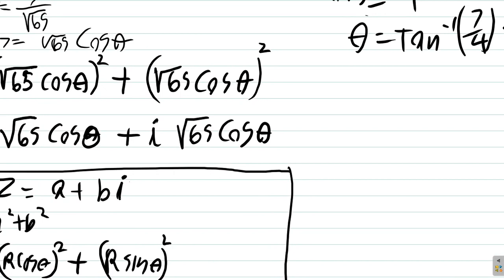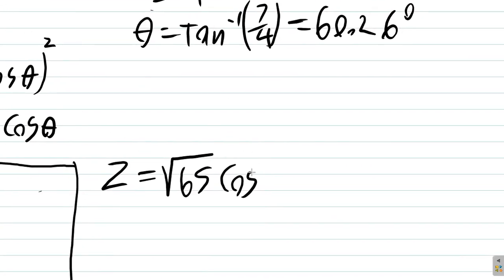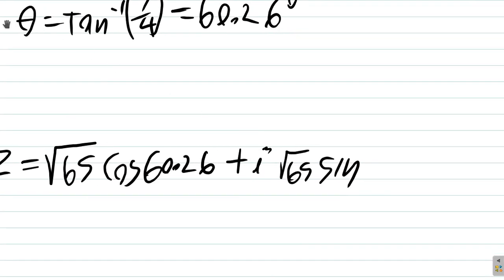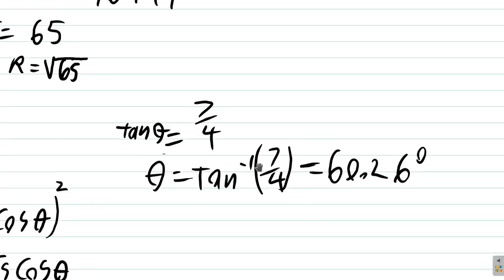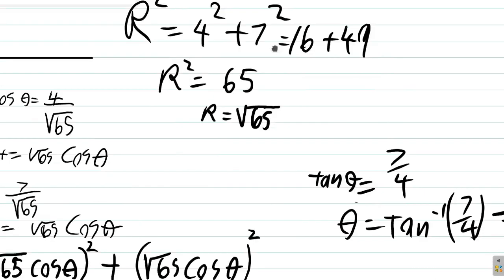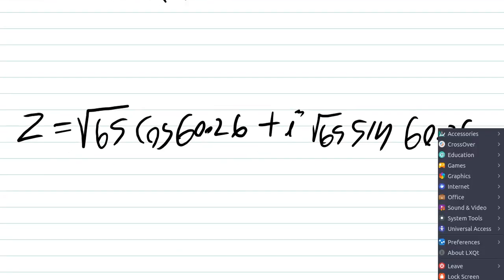So therefore, z equal the square root of 65 cos 60.26 plus i square root of 65 sine 60.26. So that's the format we have, the form of the complex number. Now before we finish, we want to test it. You see, when you calculate all of that, it should give you back 4 plus 7i. So we want to see how this goes. Let us look back at our calculator.